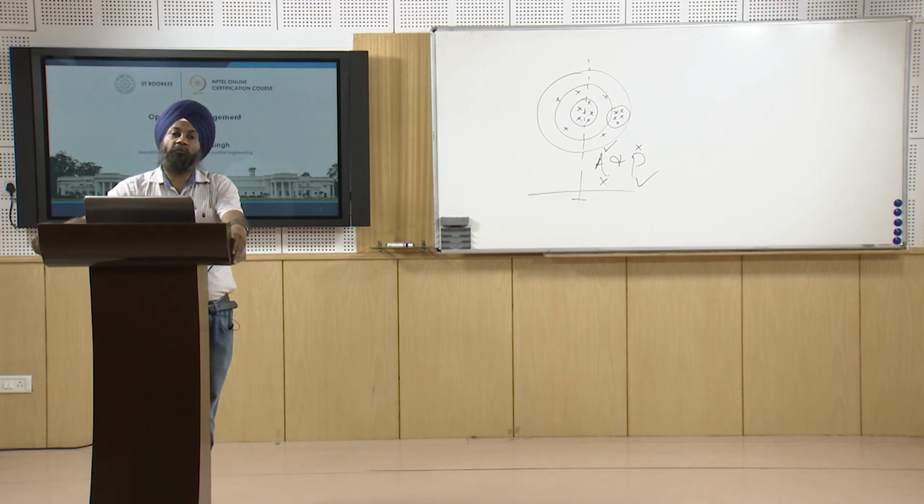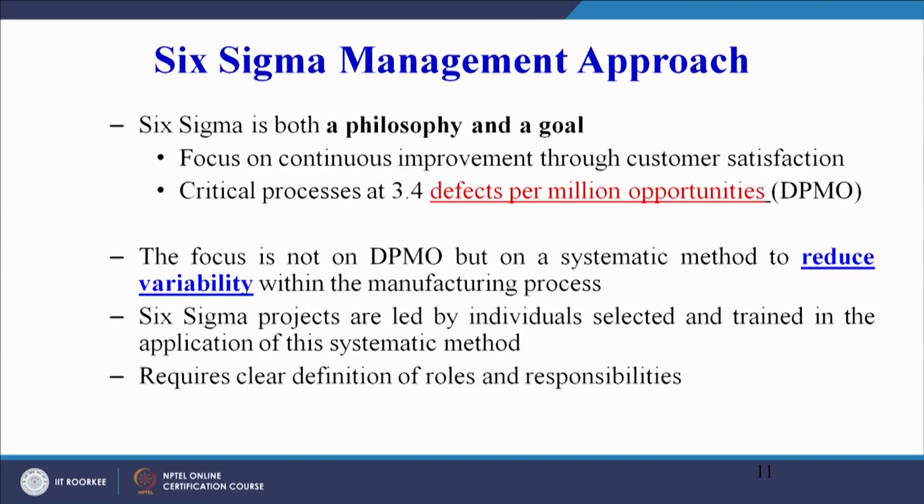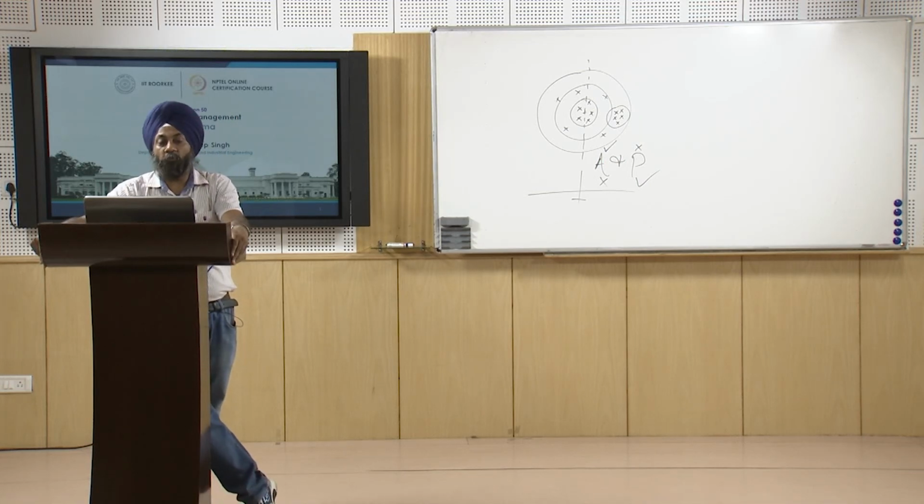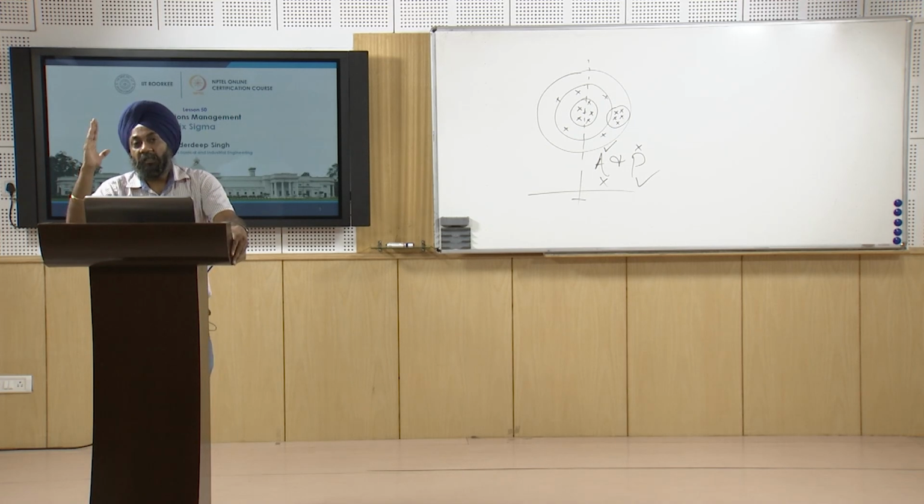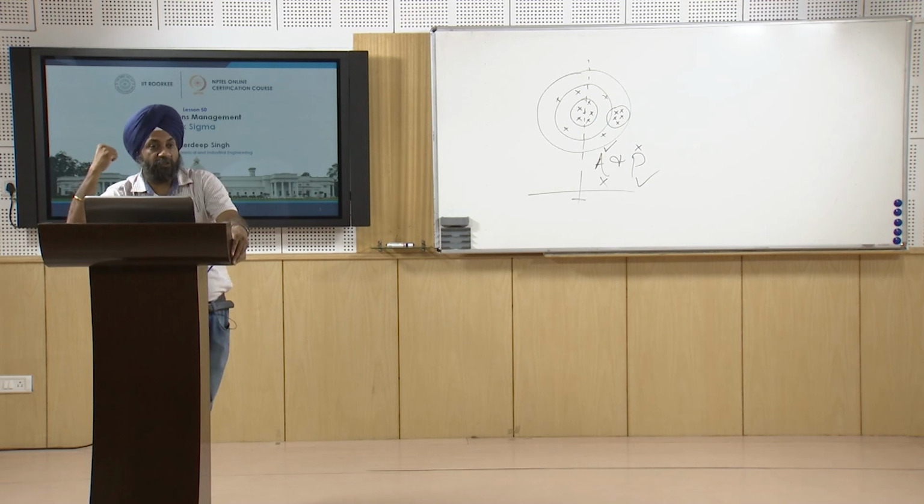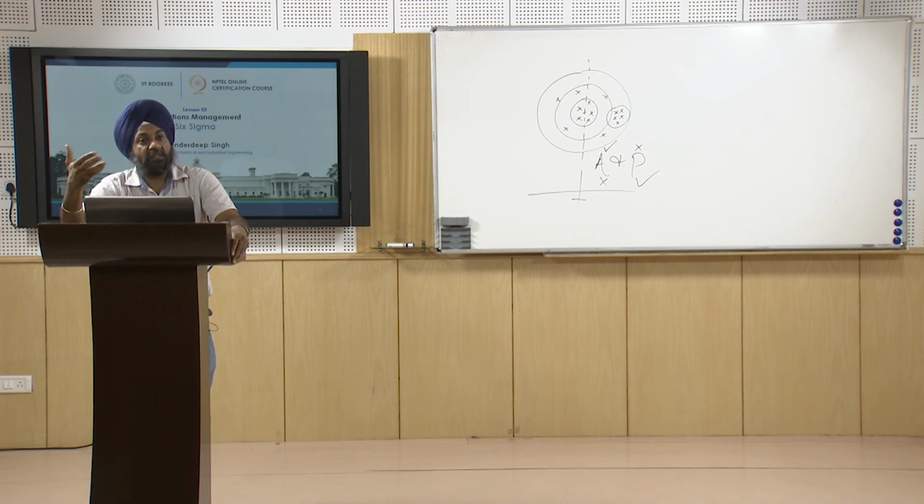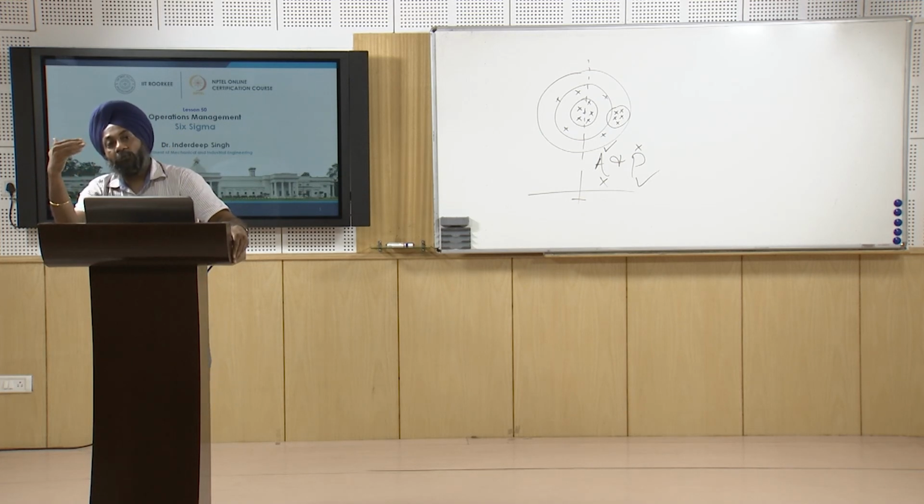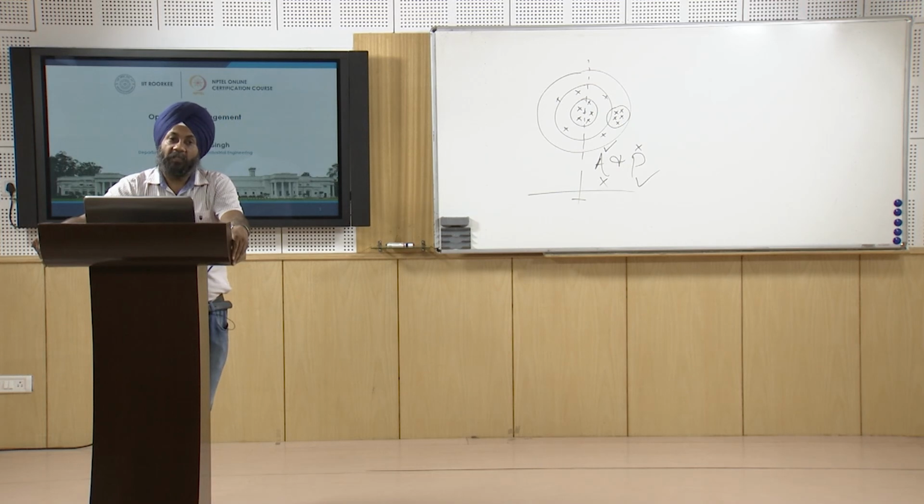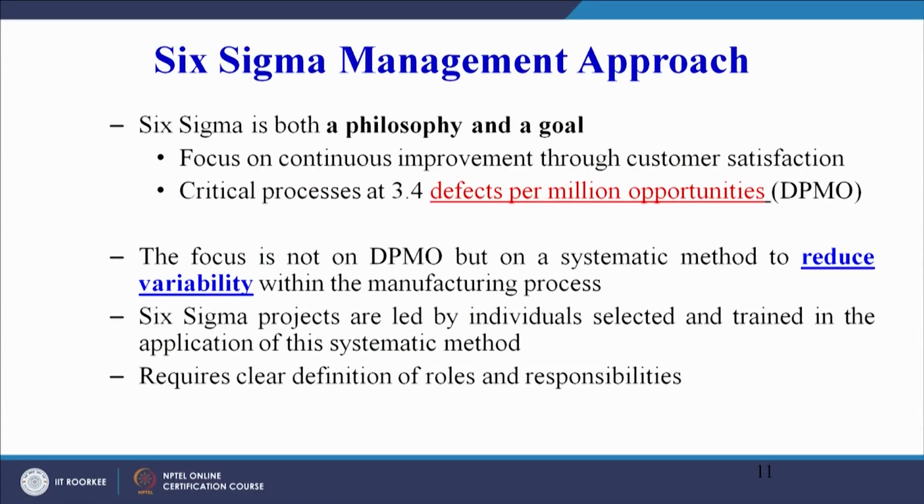Now Six Sigma is both a philosophy and a goal. Focus on continuous improvement through customer satisfaction. And if you remember, in our concept of total quality management also we have discussed that continuous improvement is the key word. Suppose today we are at one level of our sigma, next time or maybe over 6 months we can plan to have a rigorous review of our processes, of our operations, of the manufacturing techniques that we are using, and try to continuously improve and minimize the defects that are occurring during the process, so that our customers are satisfied and the defects are minimized. The focus is not on the defects per million opportunities, that is DPMO.